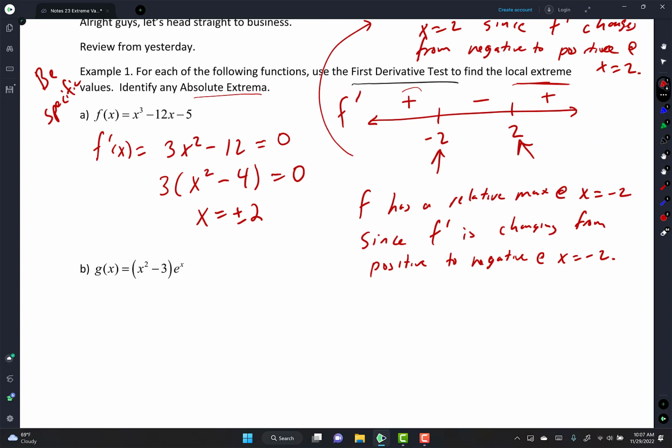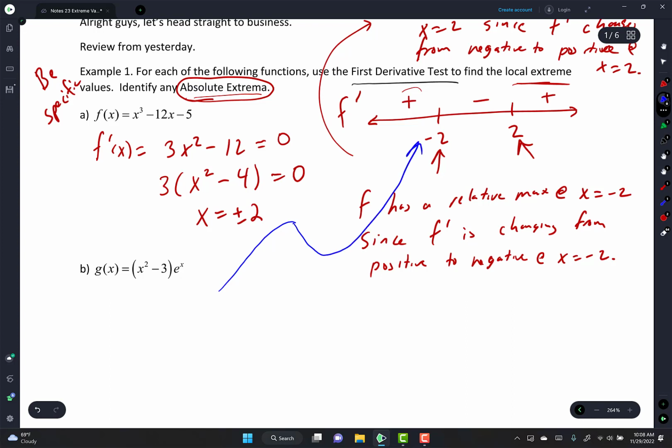Are there any absolute extrema? Now think about it. In your head, you're like, I'm increasing, then I decrease for a little bit, and then I increase. I'm not saying this is exactly how it looks, I'm just going to draw a rough sketch. It looks something like this. I'm going up until -2, then I go down a little bit, and then I go up forever like that.